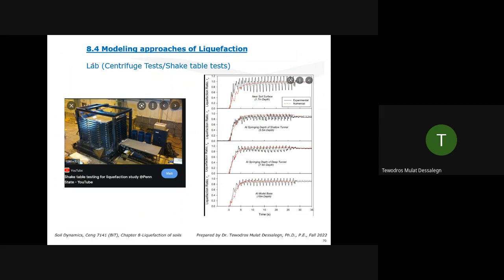Okay. Section 8.4, modeling approaches for liquefaction. We have seen it, we can call it a pseudo-static approach using the constant acceleration. You can do it by hand, right? Calculating the factor of safety.